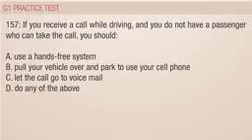Question 157. If you receive a call while driving, and you do not have a passenger who can take the call, you should: A. Use a hands-free system. B. Pull your vehicle over and park to use your cell phone. C. Let the call go to voicemail. D. Do any of the above.